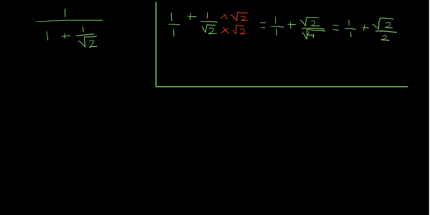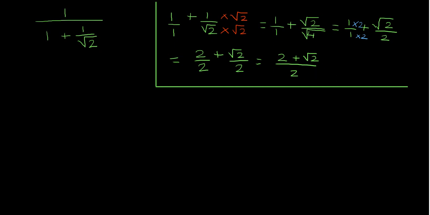2. At this point I can multiply the numerator and denominator here by 2, so that would then give me another fraction, 2 over 2 plus root 2 over 2, which I can write as a fraction with a single denominator, 2 plus root 2 over 2. So this denominator here has now become 2 plus root 2 over 2.